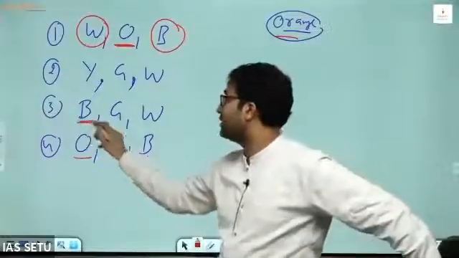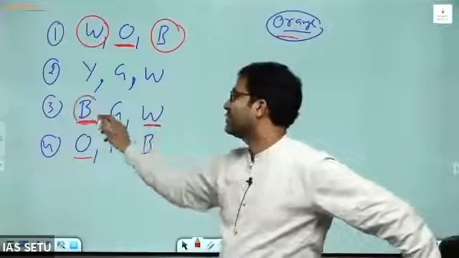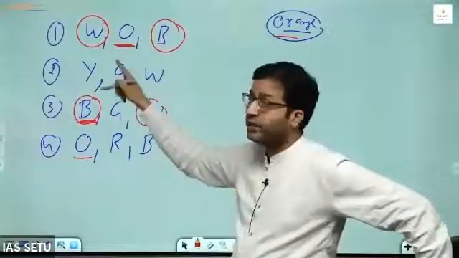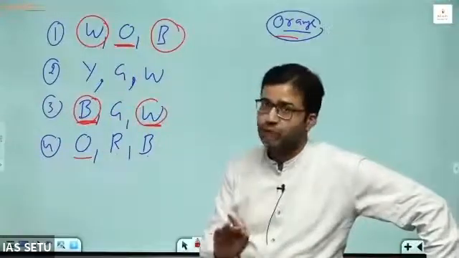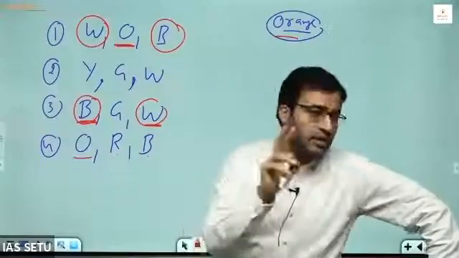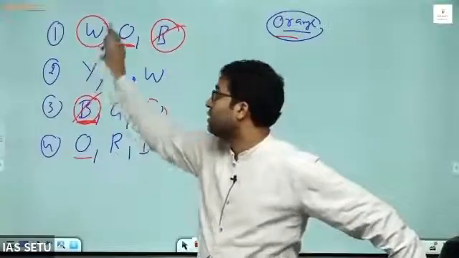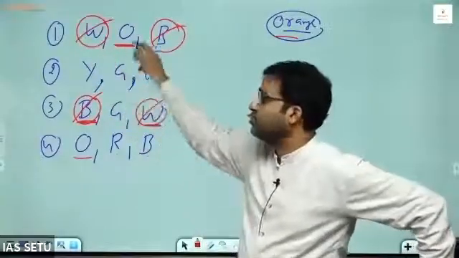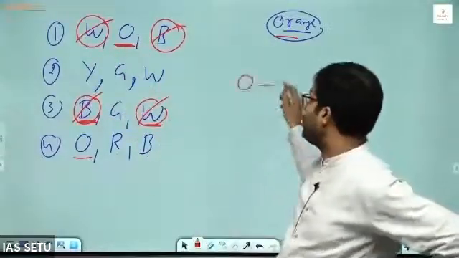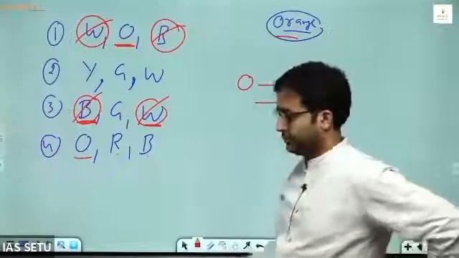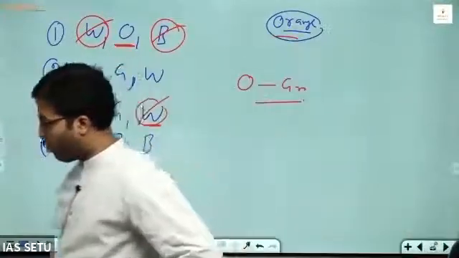Third statement, there is blue and white. So here, blue and white. See what they ask, that is important, but the other two faces are more important. Because blue, blue cancel, white, white cancel, and you immediately get your answer. Opposite of orange is green.